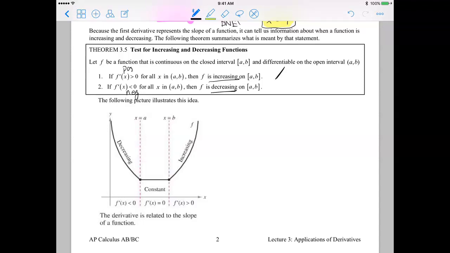on AB, and that should also hopefully make some sense to you, since a negative tangent line would look something like that, and that would mean that the function is decreasing. Okay, so this picture kind of represents what's going on here and shows you how the derivative is related to the slope of a function.